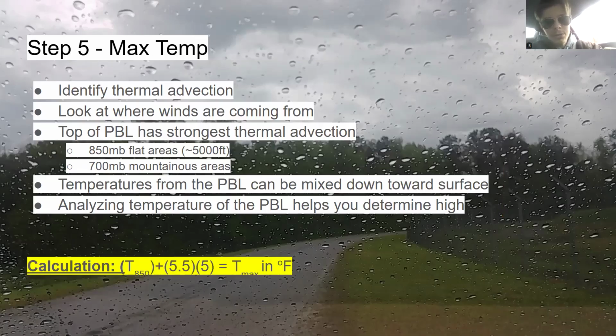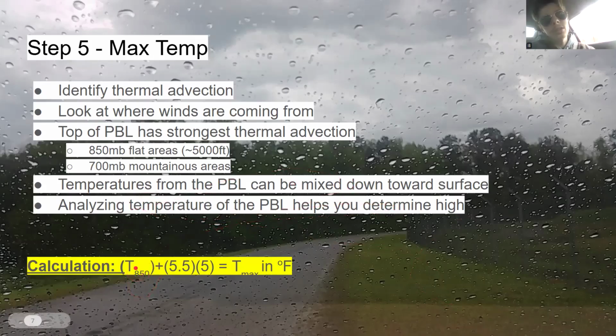You also want to think about the max temperature. Identify if there's thermal advection, see where winds are coming from, what air will they bring. Look at the top of the PBL, and we are able to use the temperature at the top of the PBL, which is at approximately 850 millibars for flat areas, 700 millibars for mountainous areas. You want to use that, and it can help us determine the high.